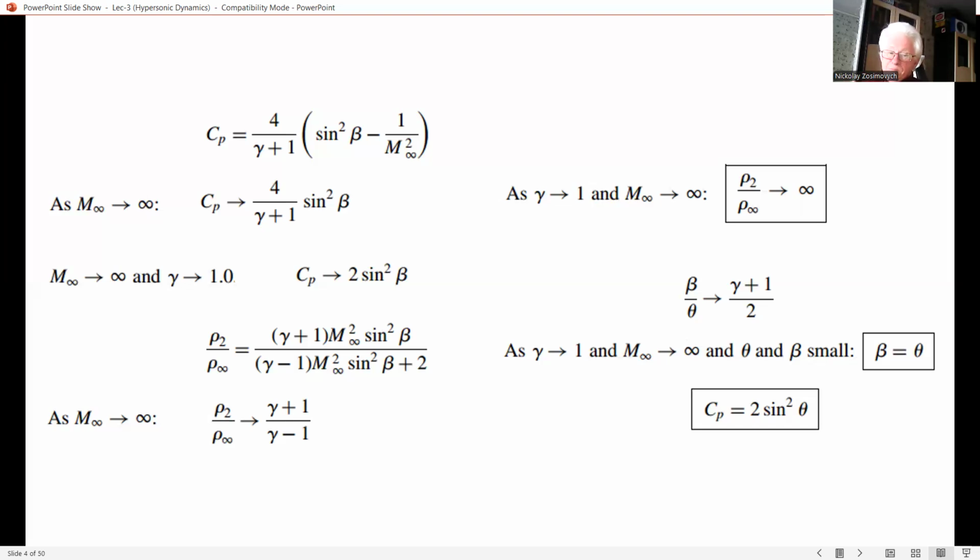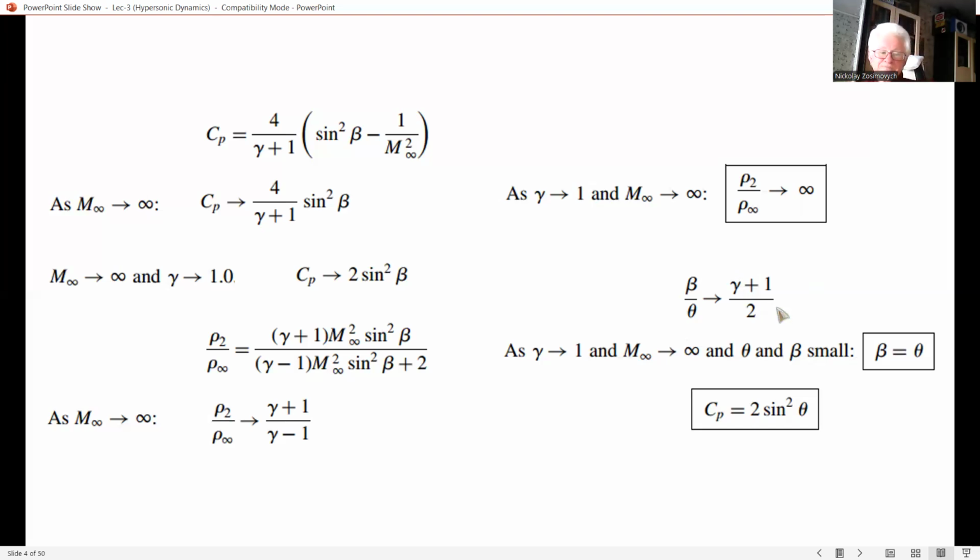In turn, mass flow considerations then dictate that the shock wave is coincident with the body surface. And this is further substantiated, which is very good for a very, very high Mach number and a small deflection angle. In this case, we may rewrite beta over theta as an expression depending only on gamma plus 1 over 2.